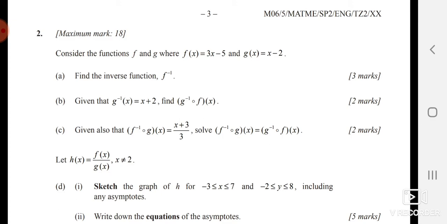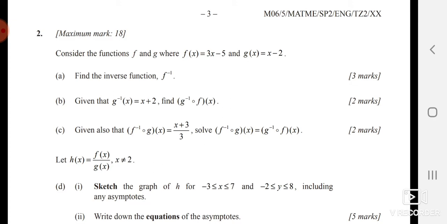Now I'm going to question 2, my dear. Here he is saying f(x) is equal to this and g(x) is equal to this. Find the inverse f inverse of x. It's simply, I can say y is equal to 3x minus 5, so y plus 5 over 3 would be f inverse of x. Simple rule, just change the subject.